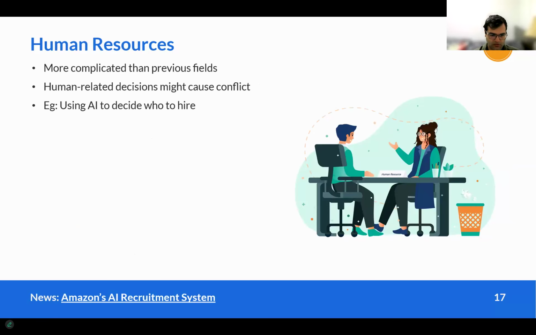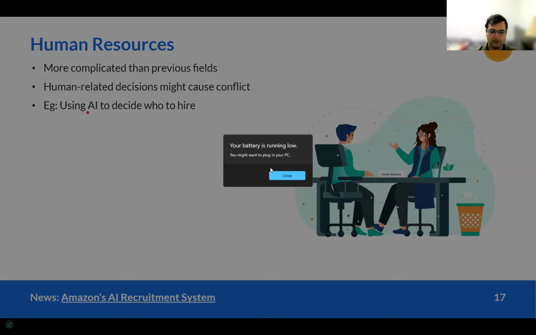It can help with human resources. Okay, companies have already started doing this, right? Using AI in their hiring process. Amazon has done it.